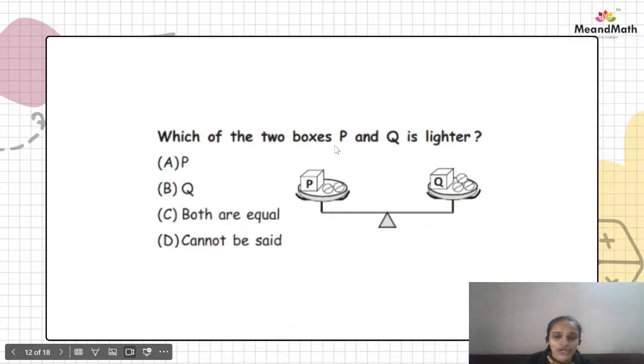Which of the two boxes, P and Q, is lighter? Look at the weighing scale and find out whether P is lighter or Q is lighter. P with 2 balls is equal to Q with 3 balls. So what do you think?